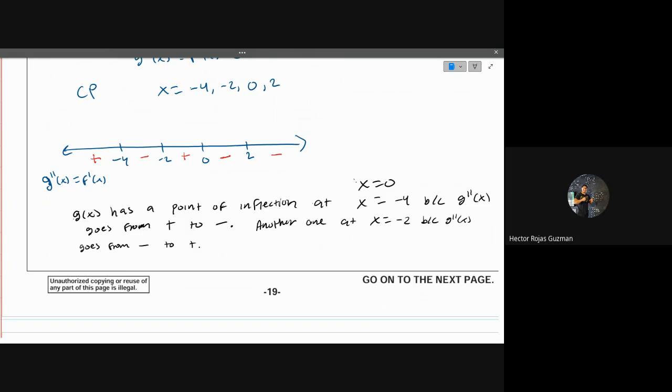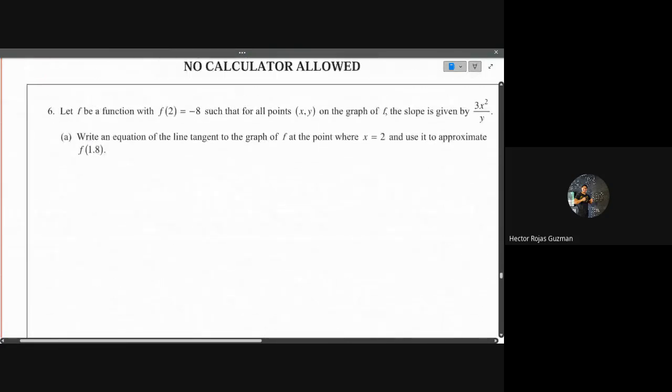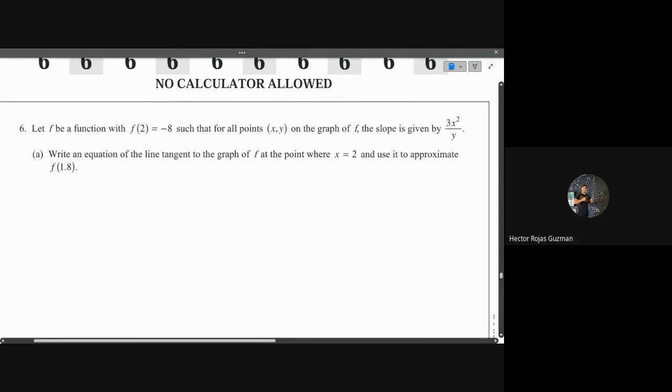So here, it's kind of like a package deal, right? Because the reasoning is the same. We go from positive to negative. Okay. I don't think I'll have enough time to go over number 6. Let's give it a try. It's only 2 parts. Write an equation for the line tangent to the graph at the point x equals 2.